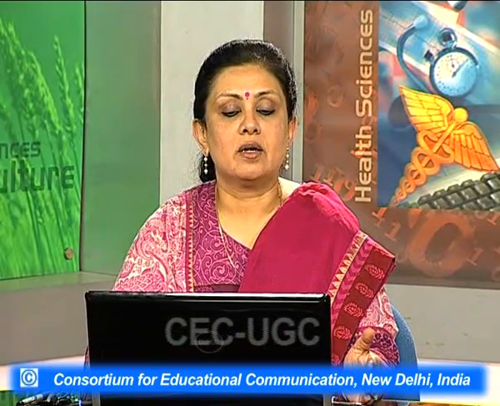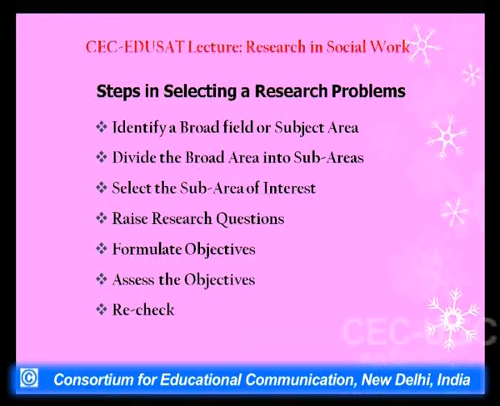What are the steps in selecting research problems? Of course, the number one step is, first we will identify a broad field or subject area. Then we will divide this broad area into sub areas, which are more operational areas, selecting the sub area of interest, raising research questions. The whole theme or the topic of research then needs to be broken down into researchable questions which can guide our research work. Then we will need to formulate objectives based on our research questions. We need to assess these objectives. We need to also recheck our objectives.